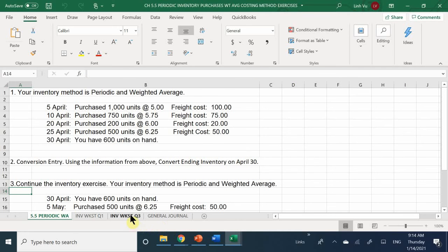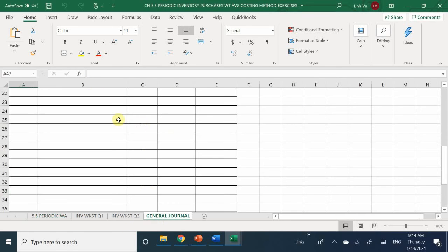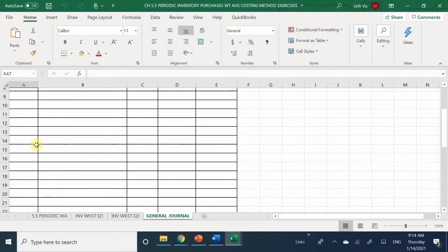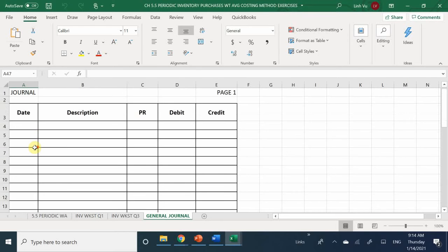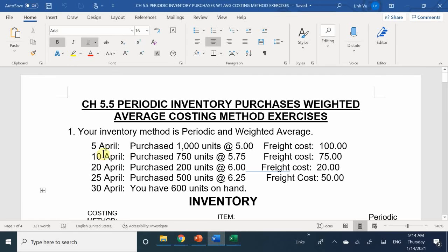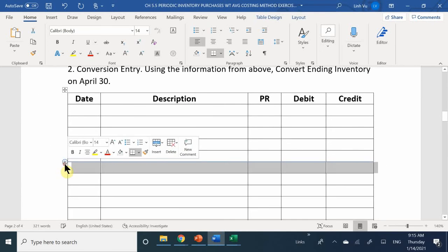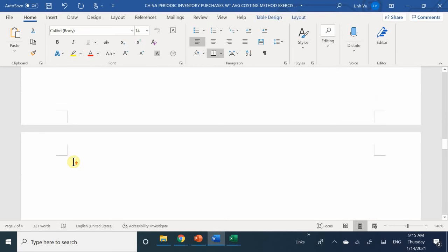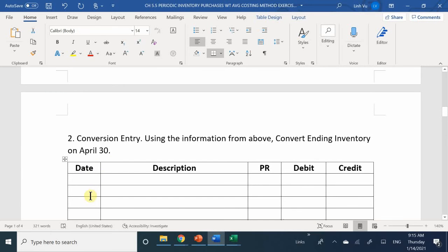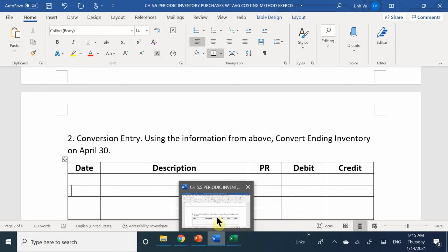If you are utilizing the Excel file, you have plenty enough space to journalize here, okay? But if you're actually working on the worksheet, you may have to just add a couple more lines into your worksheet. So for example, like here, you just add a couple of more lines in here, okay? And then one whole sheet should be enough to practice, okay? But if you're writing it out, you may need to just draw the boxes for now, okay?